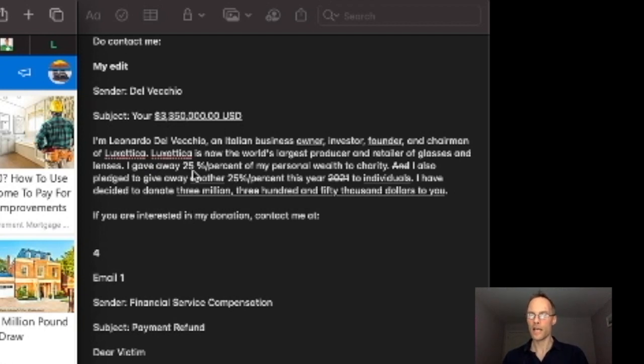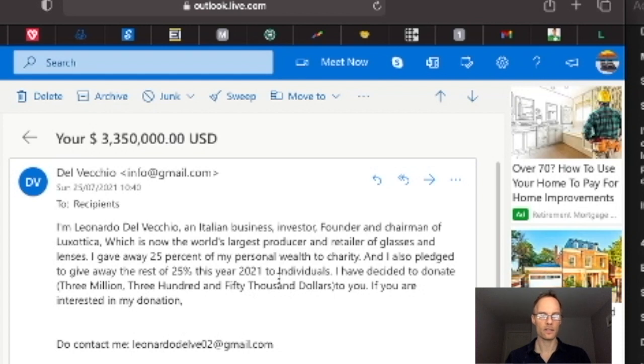So I gave away, so you can choose whichever one you want. I gave away 25% of my personal wealth to charity, full stop. I also pledged to give away another 25% this year. And I haven't put 2021 because you don't need to. This is the year when you're reading it, and it was sent to individuals, full stop. I think, as you can see here, he's put a capital I, so no need for that. 2021 needs to be removed.